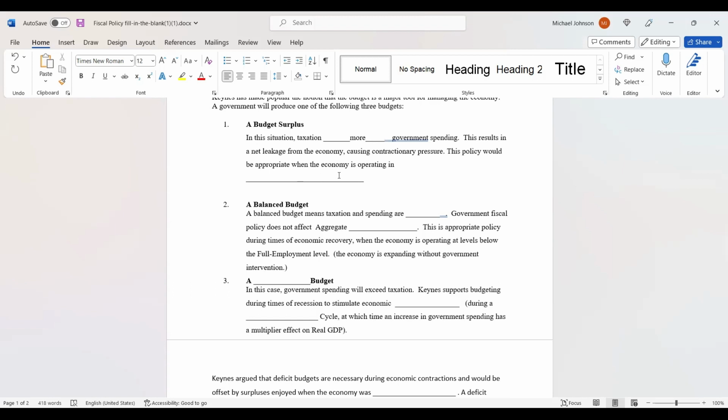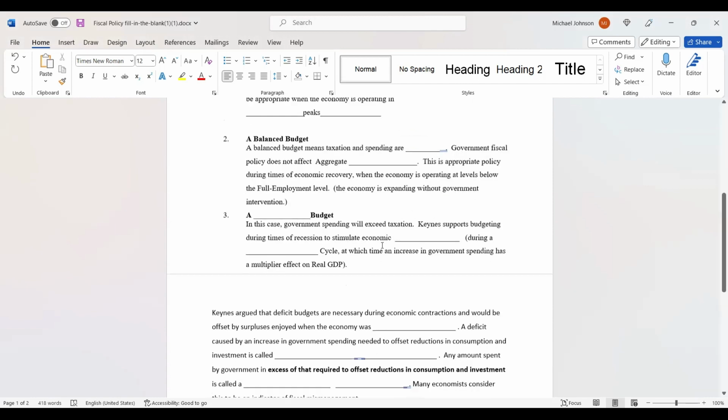So, when should they have a budget surplus? Yeah, income is higher than expenditure. Exactly. And when should they have it? Should they have it in peaks or troughs, or expansions or recessions? Yeah, peaks. Good job.